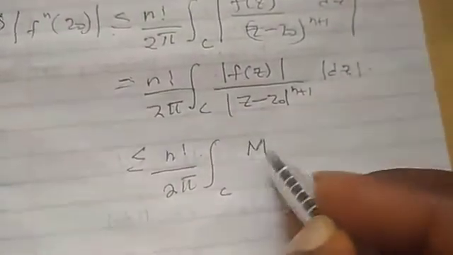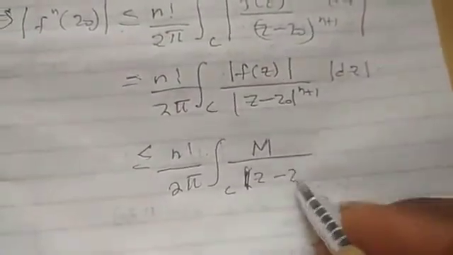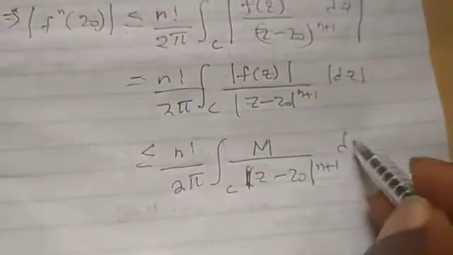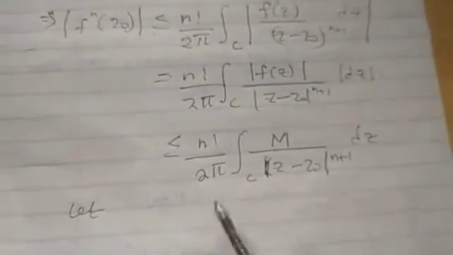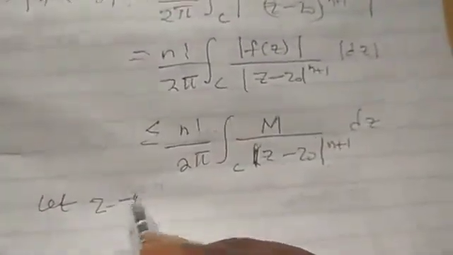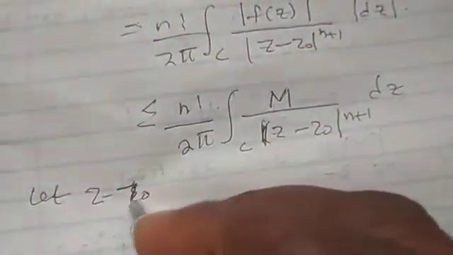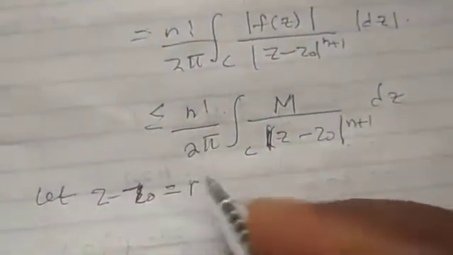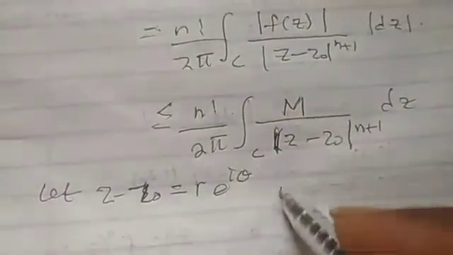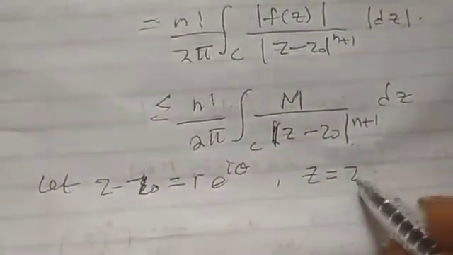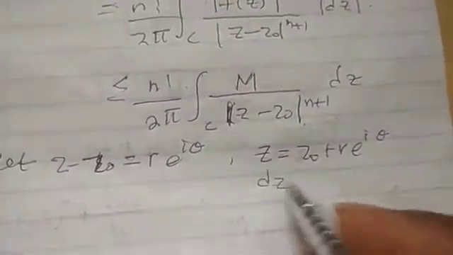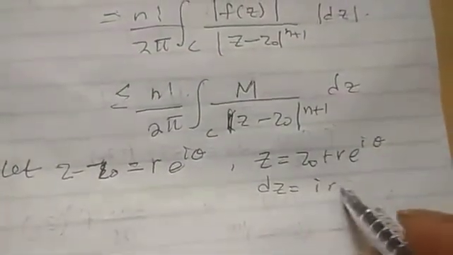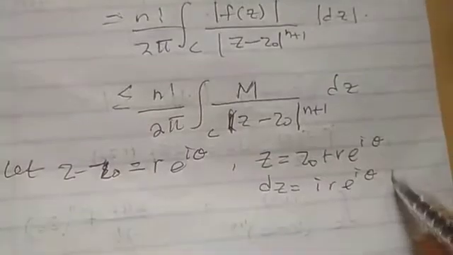This will be ordinary M over |z − z₀|^(m+1) dz. Don't forget, the way we prove the Cauchy integral formula, we can say let z − z₀ be equal to r e^(iθ), so that our z is equal to z₀ + r e^(iθ). We differentiate: dz is equal to i r e^(iθ) dθ.